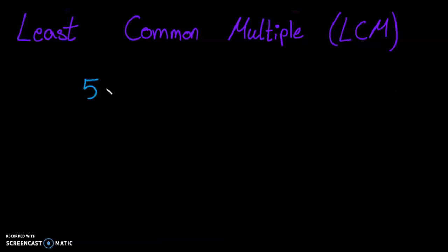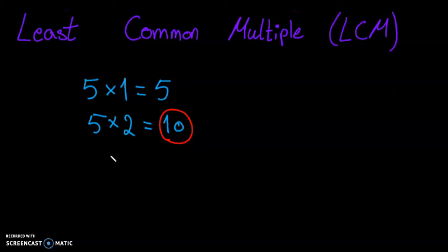5. Let's multiply 5 by 1. 5 times 1 is 5. So 5 is a multiple of 5. 5 times 2 is 10. 10 is also a multiple of 5. 5 times 3 is 15. 15 is also a multiple of 5.